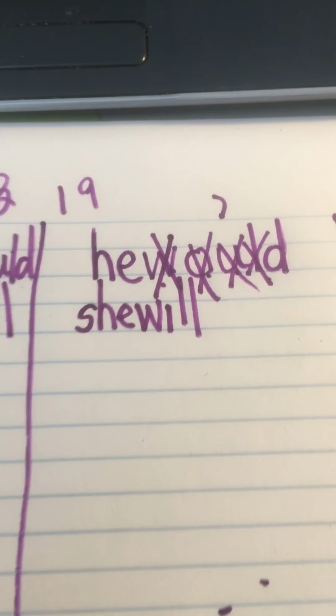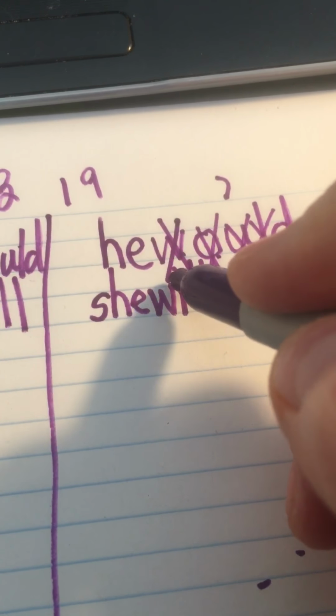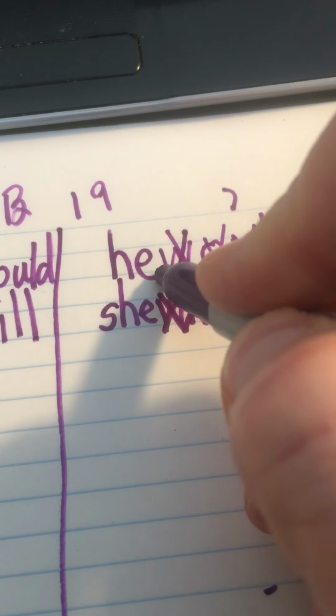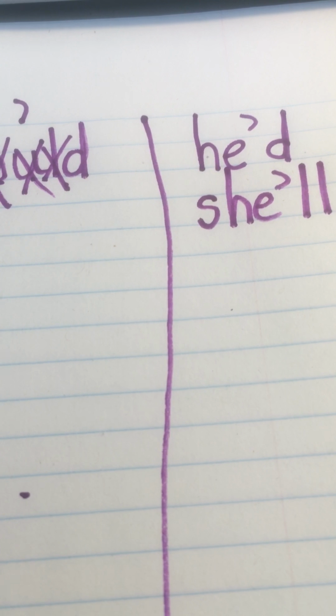Robot, she will. Now, the cool thing about contractions with will is we get rid of 2 letters, the W and the I, replace them with an apostrophe. And in the third column, you write the new word. The contraction is she'll, like. She'll be coming around the mountain when she comes.